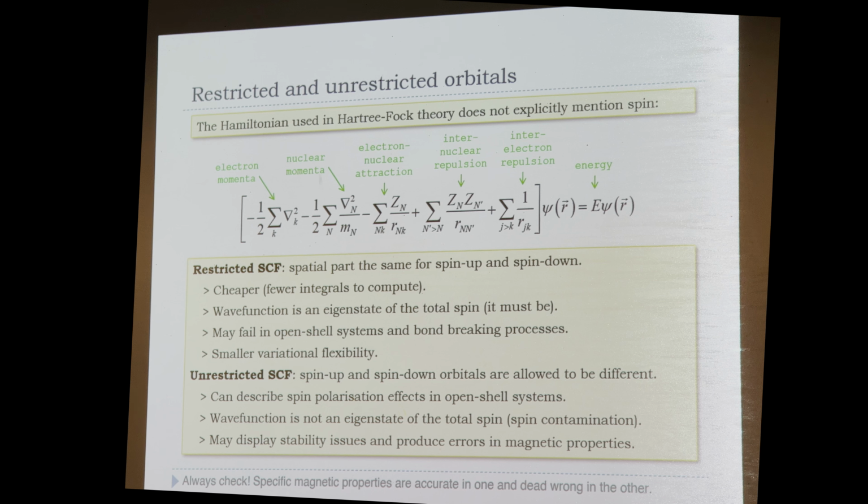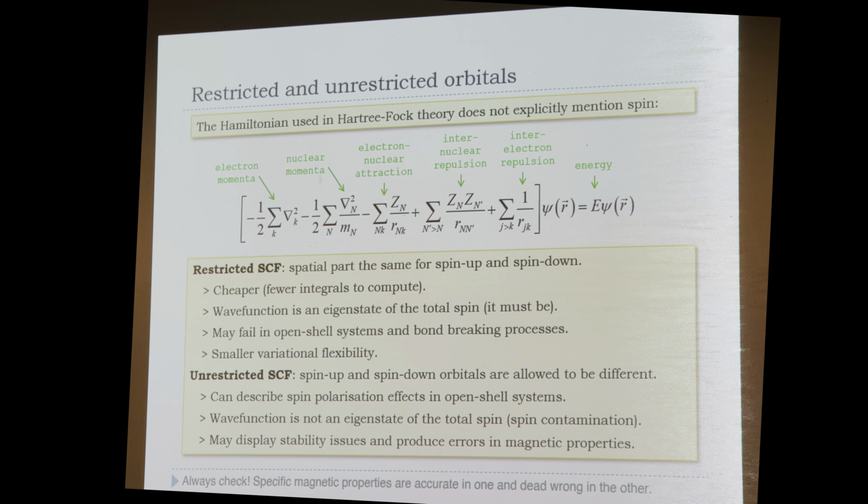However, not all of our molecules in chemistry are closed shell. You can have radicals with one or more unpaired electrons. You can have bond-breaking processes and situations where things do become genuinely spin polarized, and so this approximation would fail in that case. And of course, the variational principle tells us that the more flexible the basis set is, the better the energy is going to be, so we will take a penalty here.